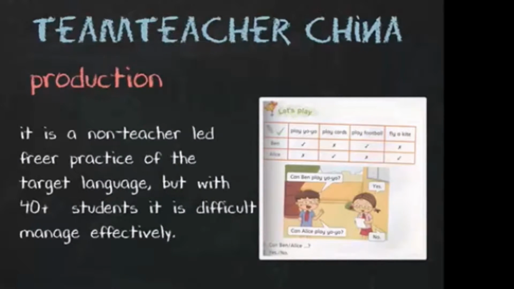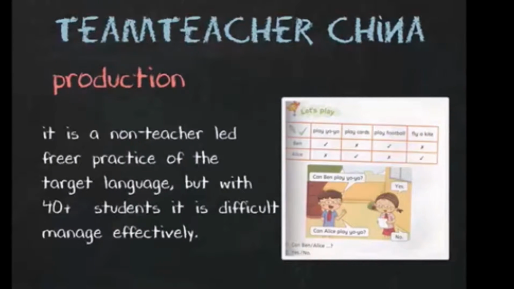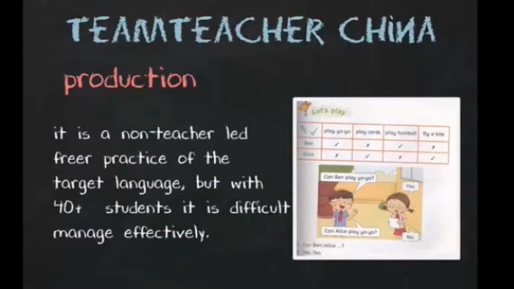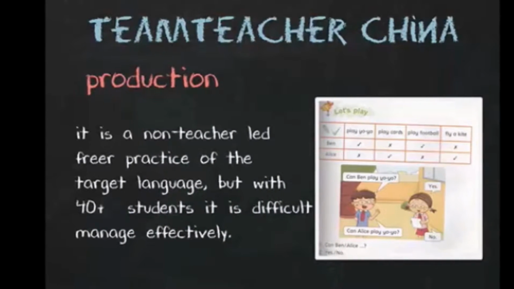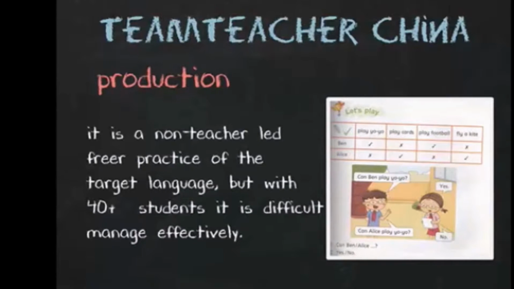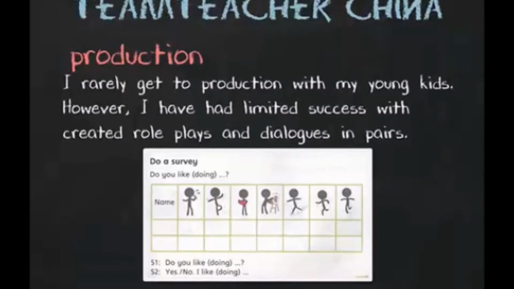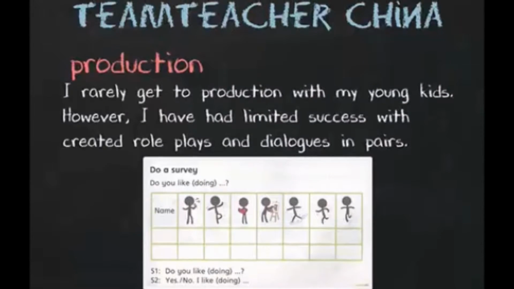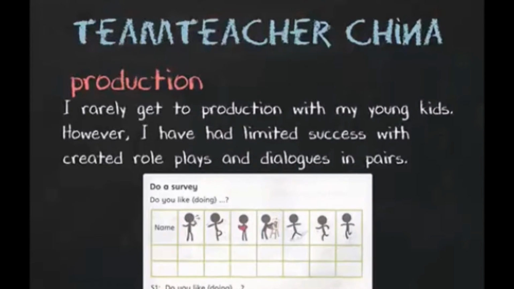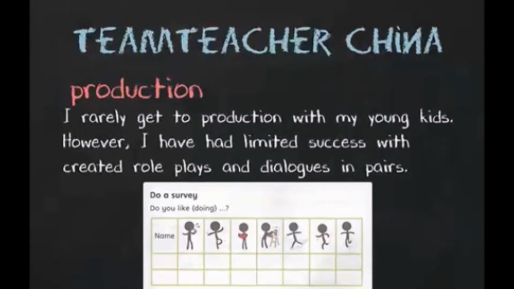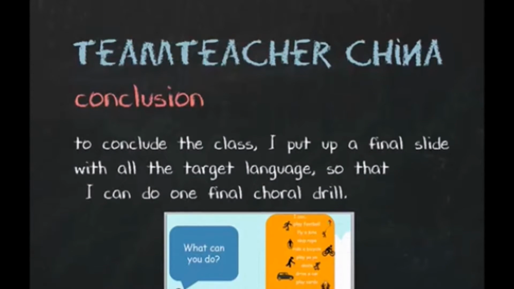Step 9. Production. Practice is very teacher-led. Production is the freer practice of English with minimal teacher involvement. In an ideal English foreign language classroom, production would be a large component. However, I found with near 50 young students, it's very difficult to accomplish effectively. For those reasons, I rarely get to production with my students. With that said, I've had limited success with dialogues in pairs, role plays, and adding their own lyrics to songs we've sung. Step 10. Conclusion.